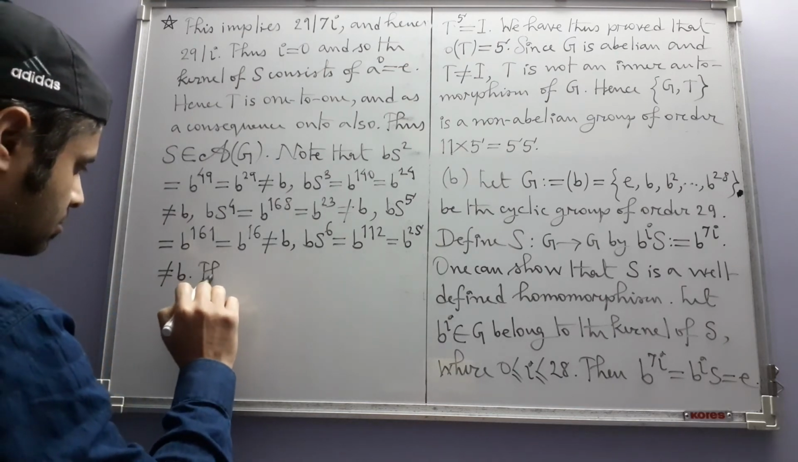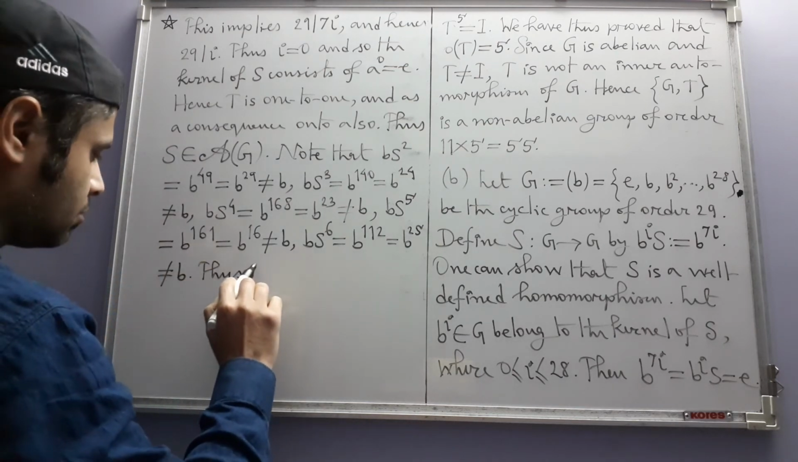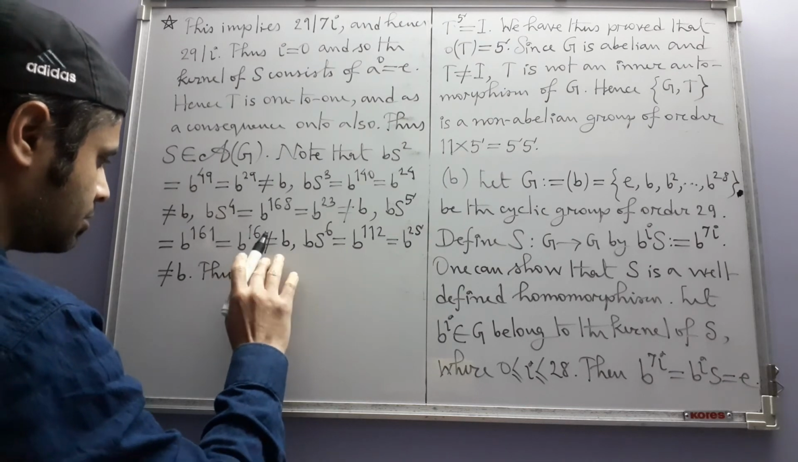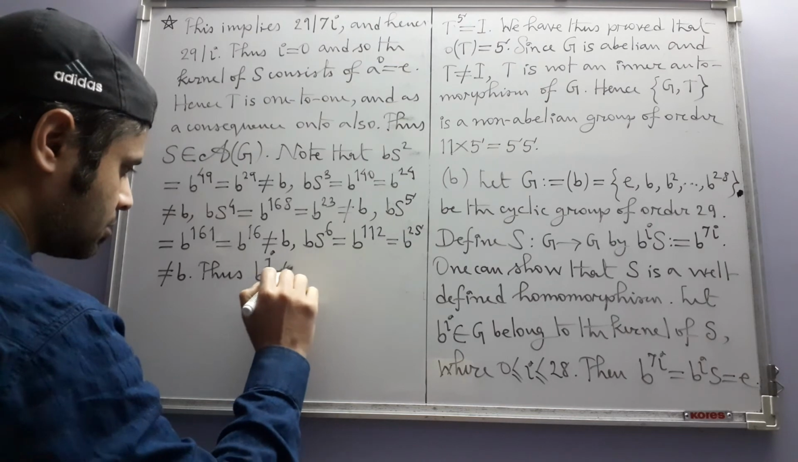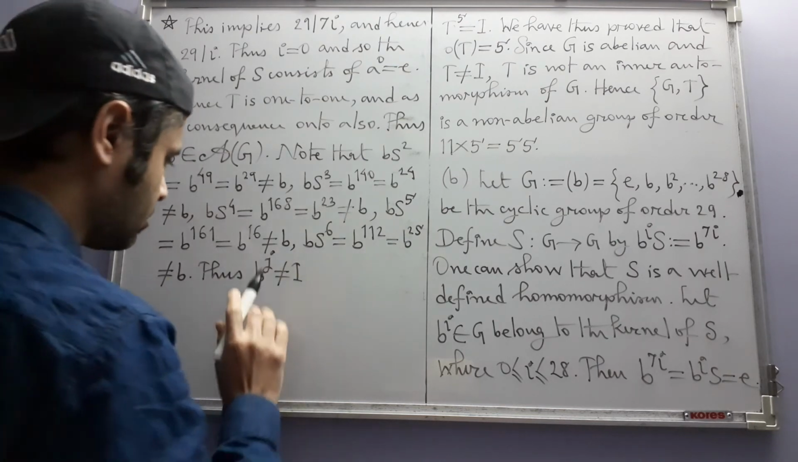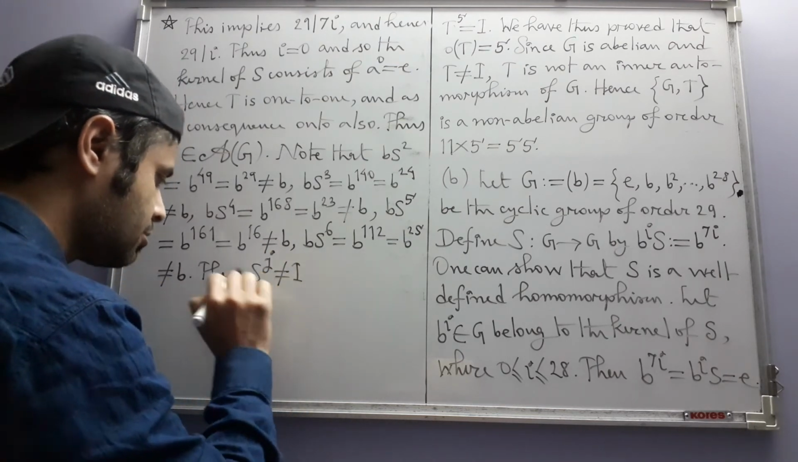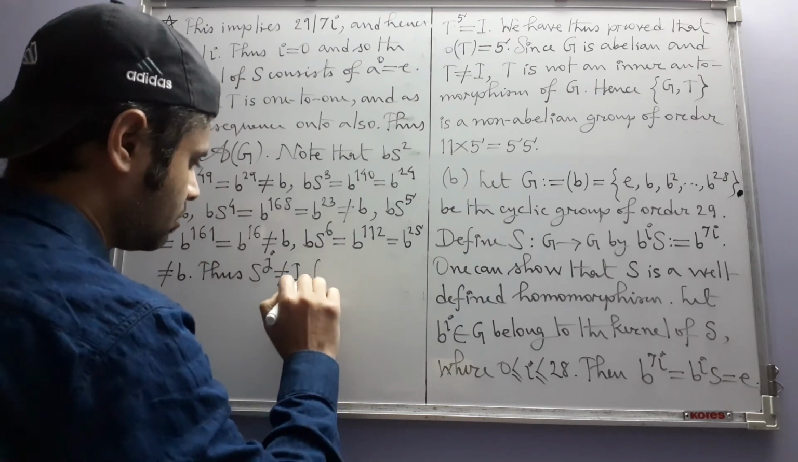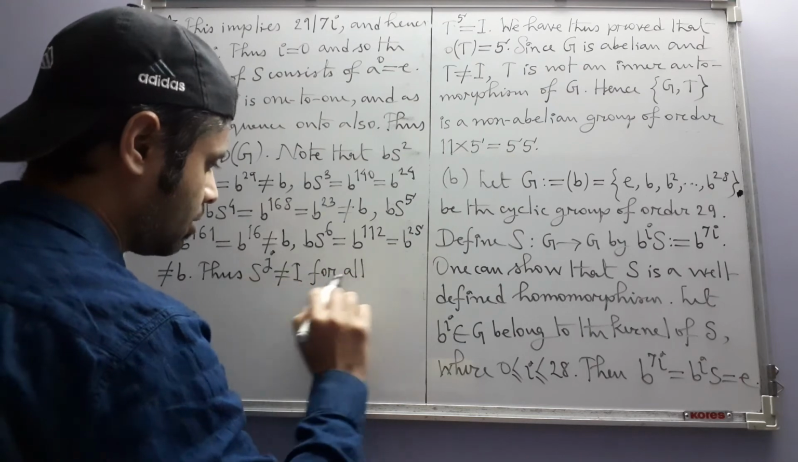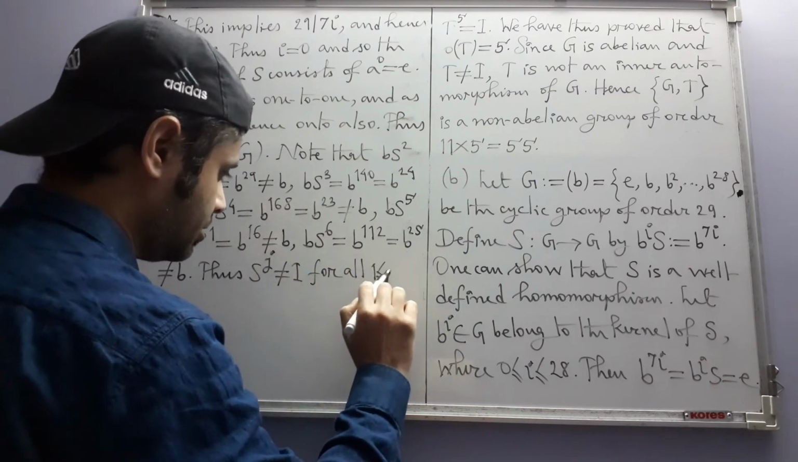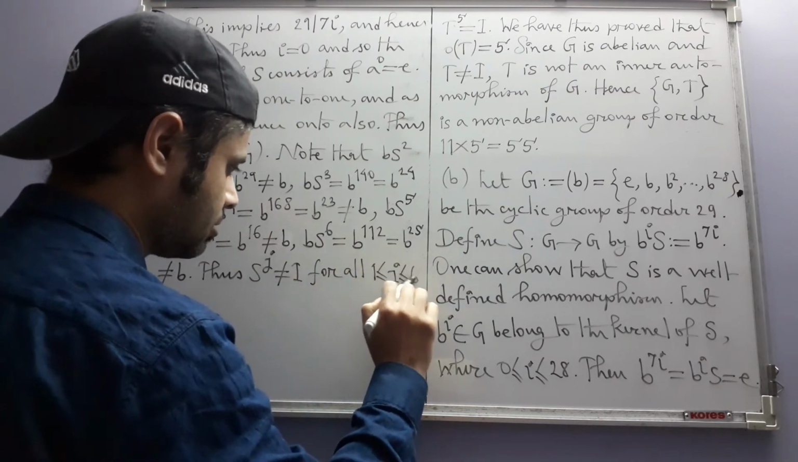Thus, S to the power j is not the identity, for all j lying between 1 and 6.